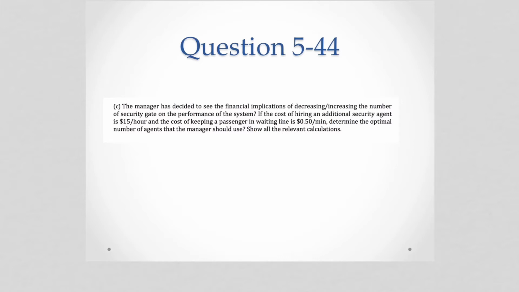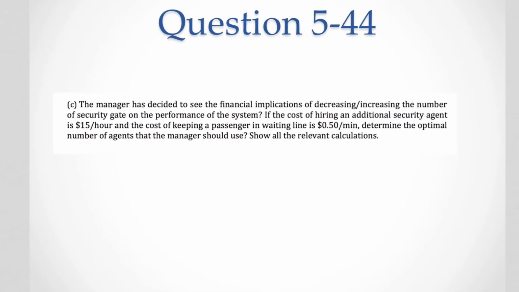Let's take a look. It says that the manager has decided to see the financial implications of increasing the number of security gates on the performance of the system. If the cost of hiring an additional security gate agent is $15 per hour, and the cost of keeping a passenger in the waiting line is 50 cents, half a dollar per minute, determine the optimal number of agents they should use, and show the calculation. We'll do this problem together.